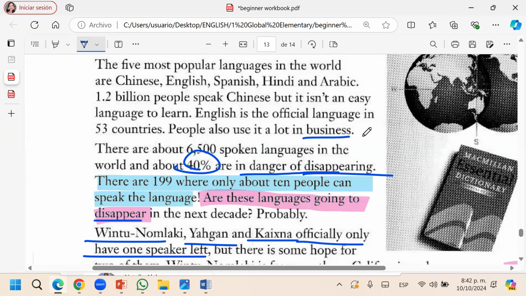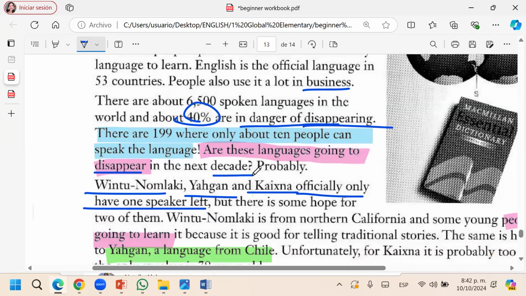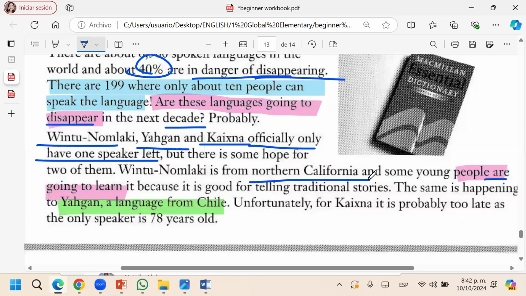Business, lo vimos hace días atrás, hace semanas, negocios. Business, here. Decade, decade is 10 years. Década. 10 years. Exactly, 10 years here. Then when here, Northern California, California del Norte, Northern California. Okay. Unfortunately, desafortunadamente, unfortunately, telling traditional stories. Telling es del verbo tell, contar, pero no contar números, contar historias. Telling traditional stories, contar historias.